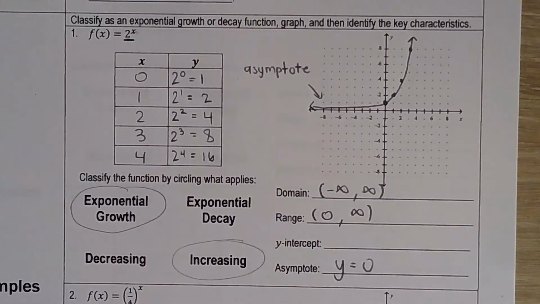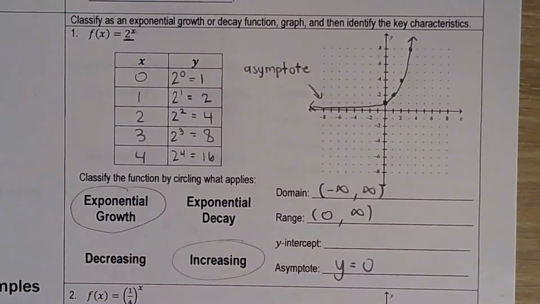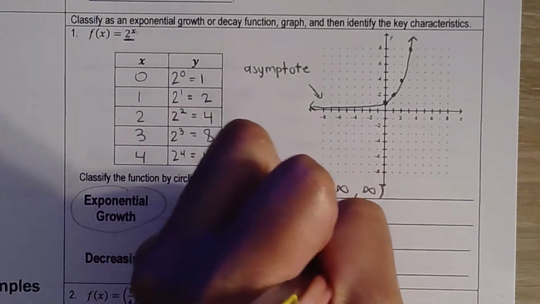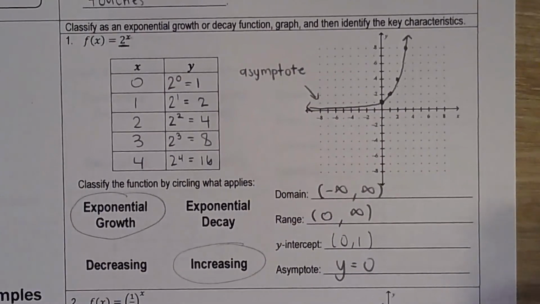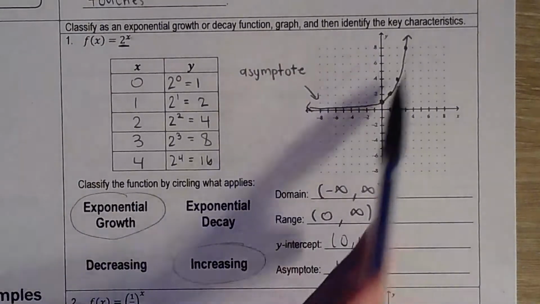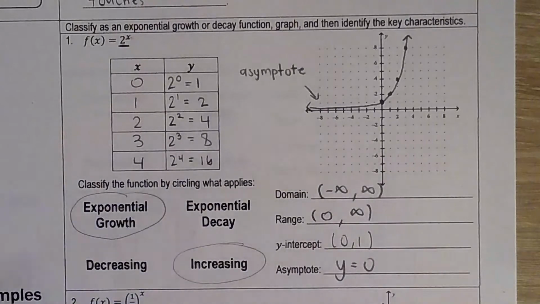Then our y-intercept is wherever our graph crosses the y-axis. What is that? 0, 1. As we do more examples, you'll get used to what I mean by the general shape of our graph. But this is how it looks, generally speaking.